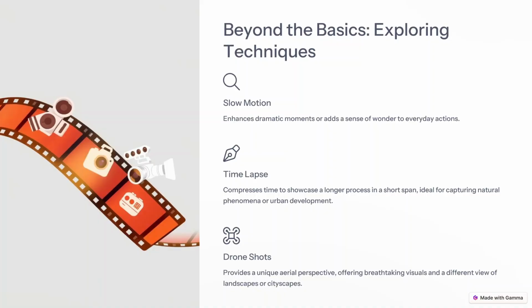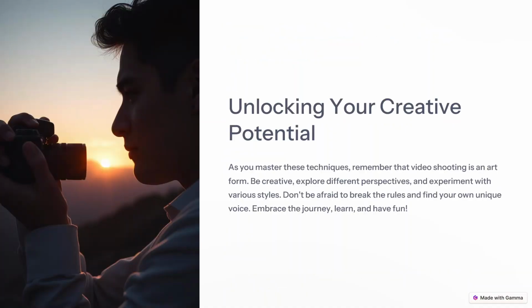Time lapse. For example, if you're talking about something which happened in the past and you want to show what is happening in the present within a very short space, you can do a time lapse. So this compresses time to showcase a longer process in a short span. This is ideal for capturing natural phenomena or urban development. Drone shots. Drone shots can also help you make your footage more exciting and more appealing. So it provides a unique aerial perspective, offering breathtaking visuals and a different view of landscapes or cityscapes.